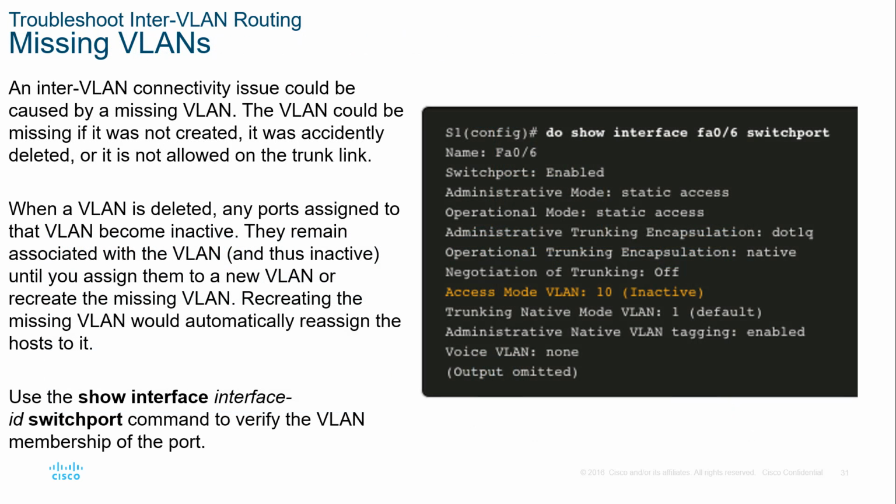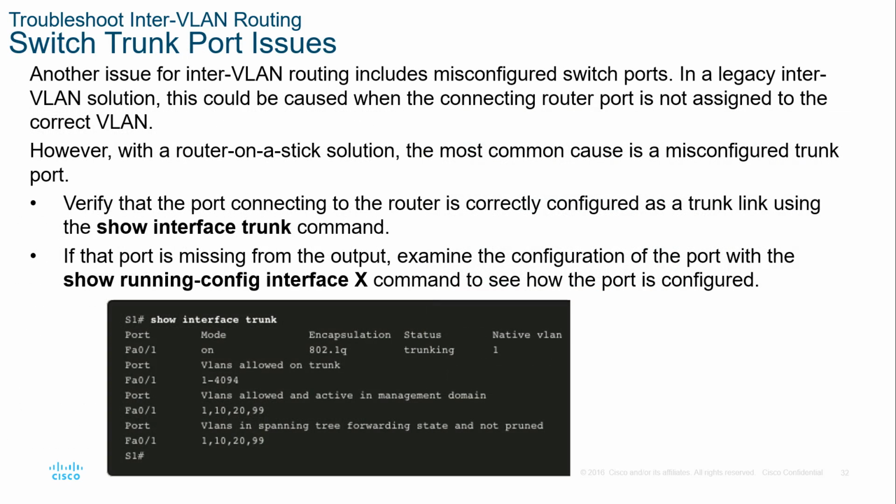But you'll notice here it's inactive. When a VLAN is deleted, any ports associated with that VLAN become inactive. They remain associated with that VLAN, but it's inactive, meaning that VLAN is not present on that switch. We can verify that by doing the appropriate show VLAN commands.